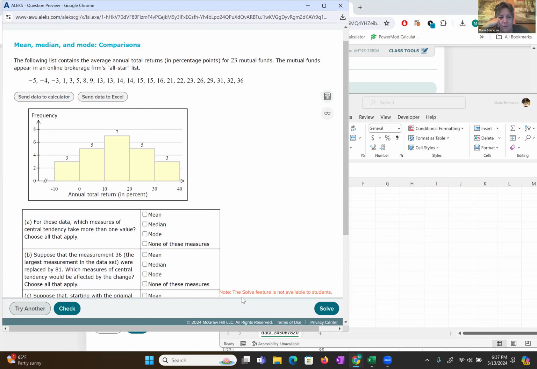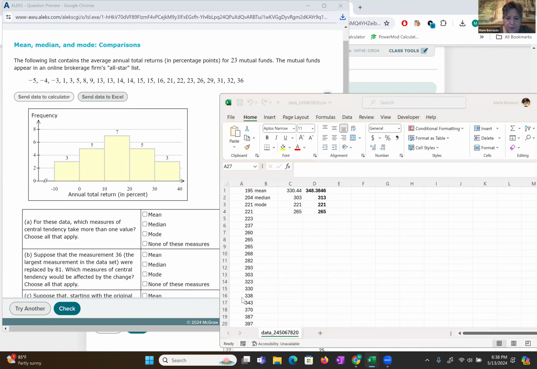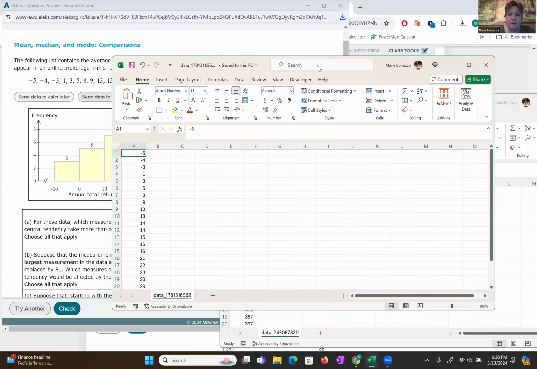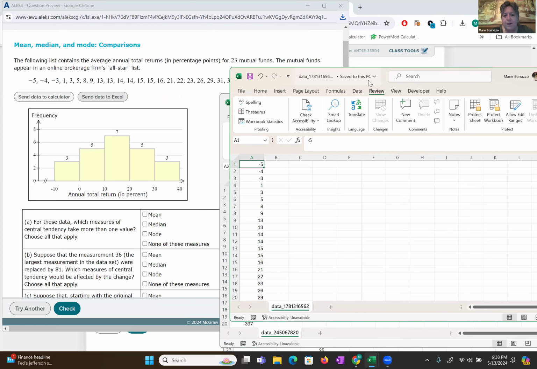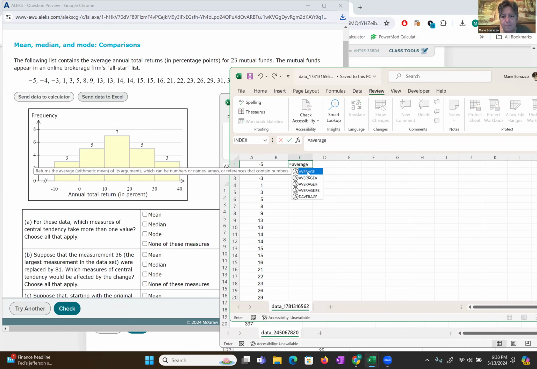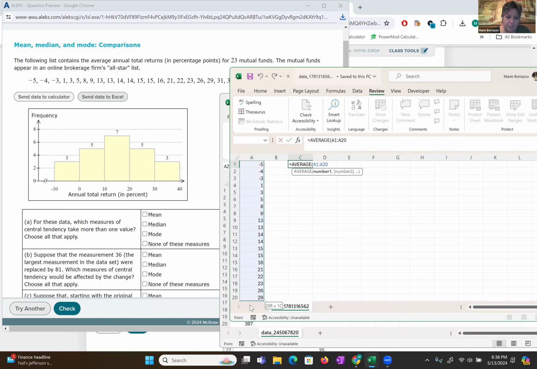Okay, so notice that this is a positive or normal distribution. It's the same on the low side as on the high side. The middle is what's up. So let me go to Excel. Let me send the data. There it is. I'm going to do it right here. So equals average. I'm going to highlight all the numbers. Okay, I'm going to do the median.